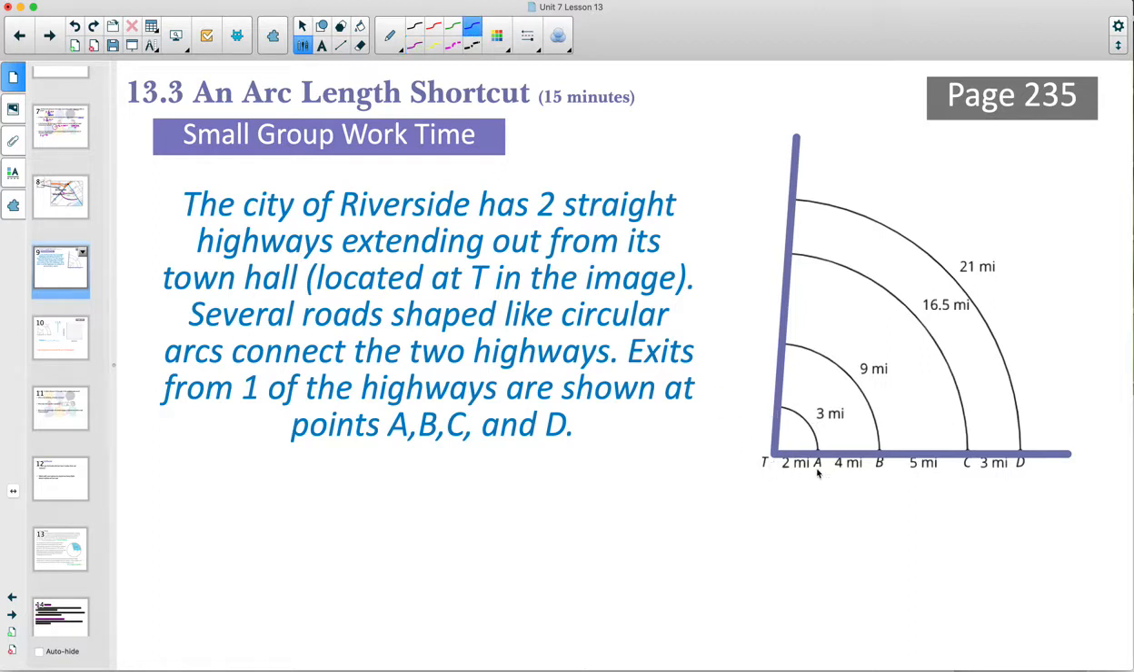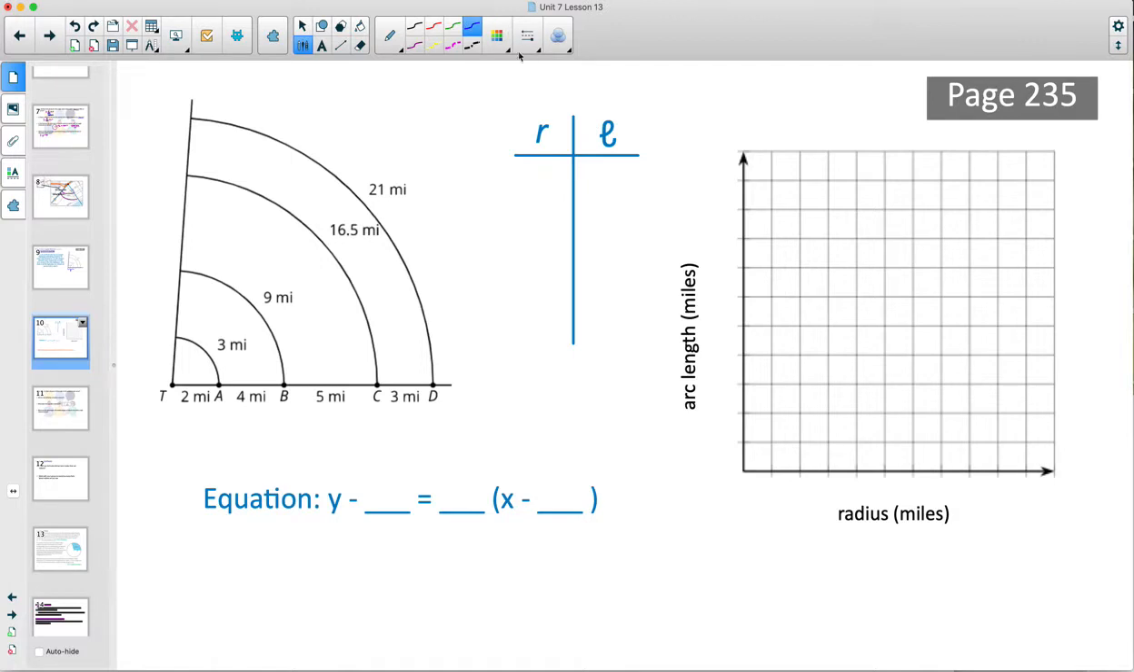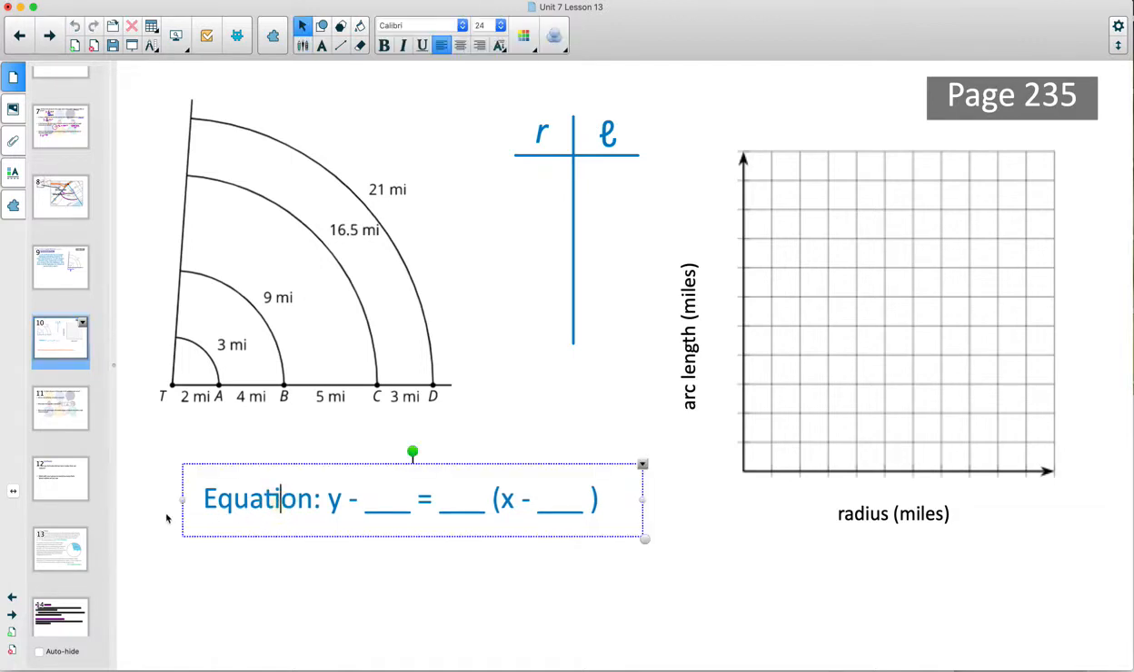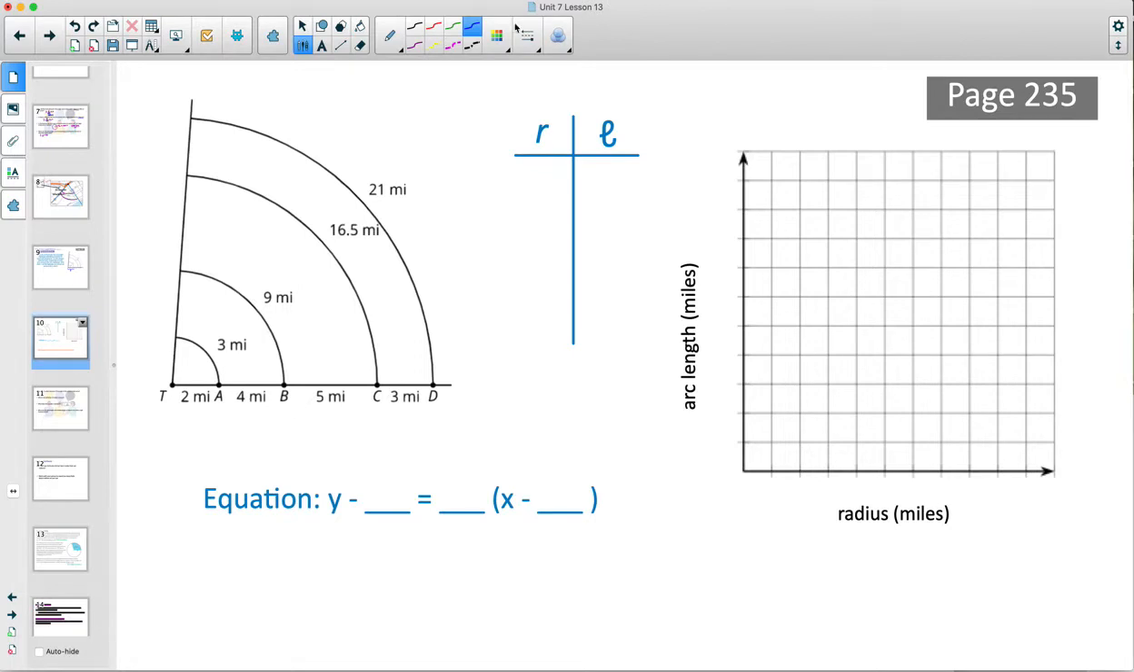So we see that exit A is 2 miles from T and that the curve that goes with that road is 3 miles to get to the next highway. Then T to point B is 6 miles. And then the road that connects the 2 highways from that exit is 9 miles. And so what we want to do is get a table that connects these. So I just drew out a table here. So go ahead and you can create a table. Let me get you started and then I'll let you pause to do a little bit of this.